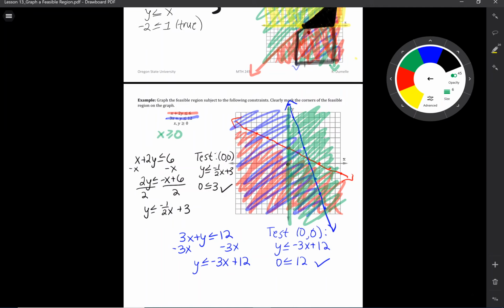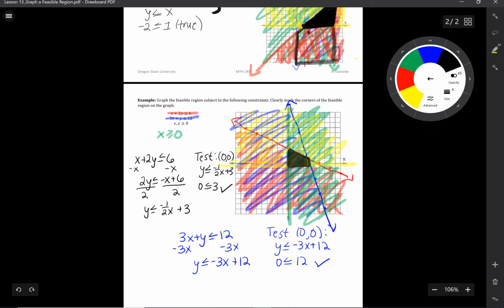And our last one is y is greater than or equal to 0. Well, that is this line right here, and I am above 0. So I want the intersection of all of these regions. And if we look closely, I see that the region of intersection is this little piece right here. It's a little tiny piece, but that is the region of intersection between all of these functions.